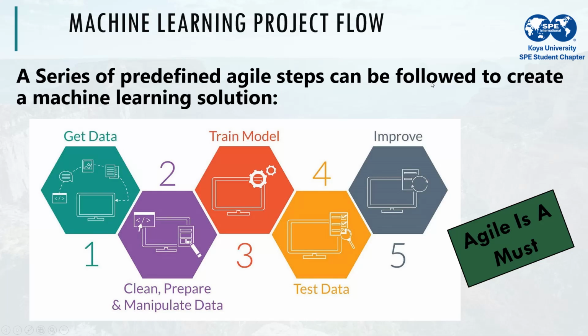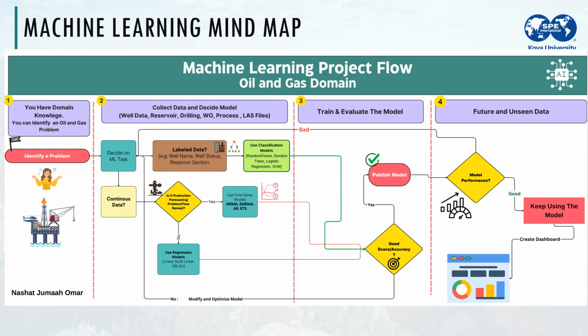Machine learning is a predefined series of steps, or let's say modeling processes, that we do. For example, number one, we get the data. Number two, we clean and prepare the data. Number three, we train the model, or let the model learn on its own. We test our model and then try to improve. This is what the machine learning workflow looks like, and this is the overall workflow.